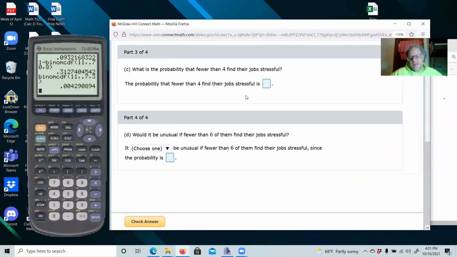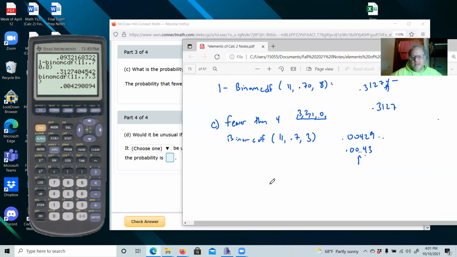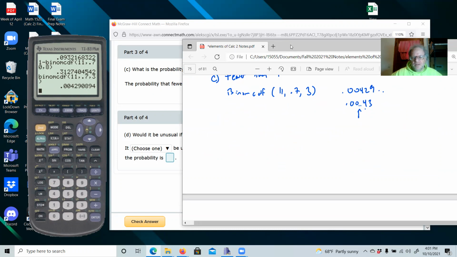Okay, so fewer than 4 find their job stressful. Not very much. So this was 0.0043. There's my 0.5%.